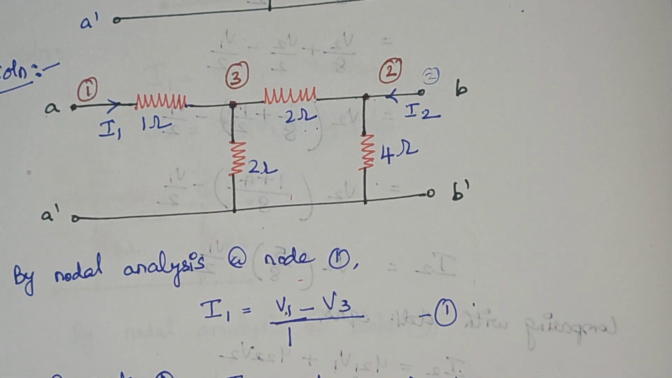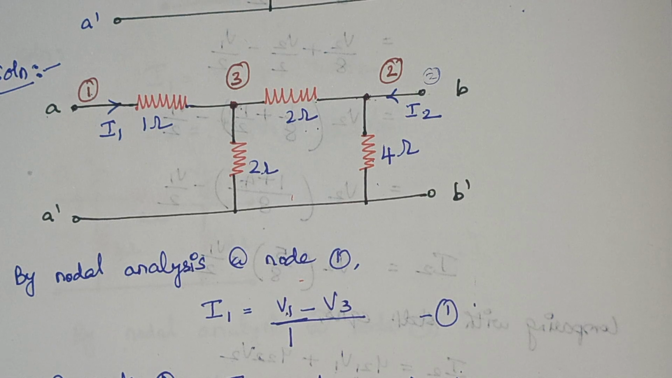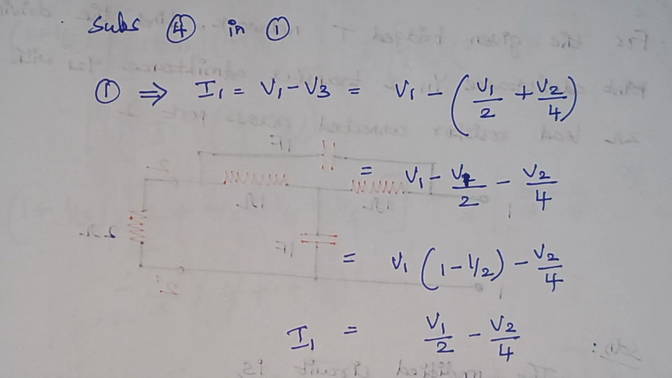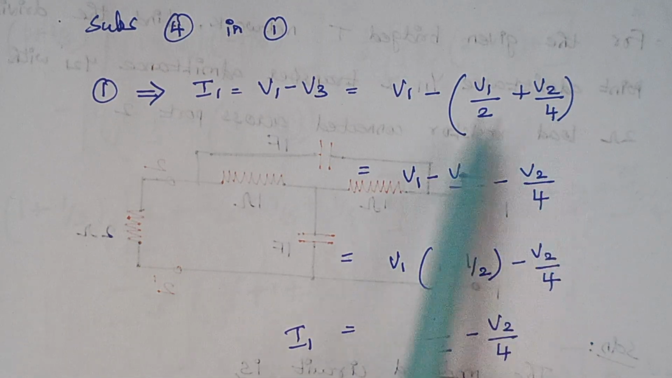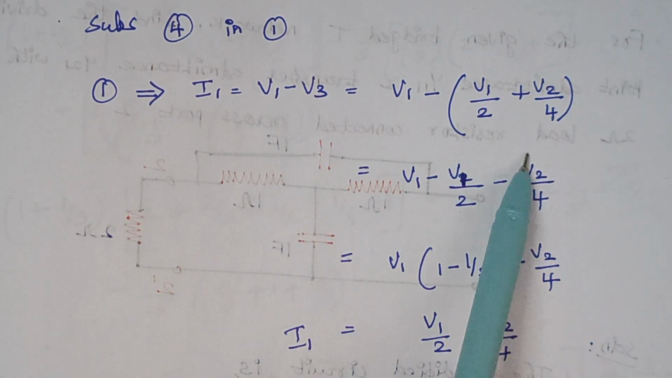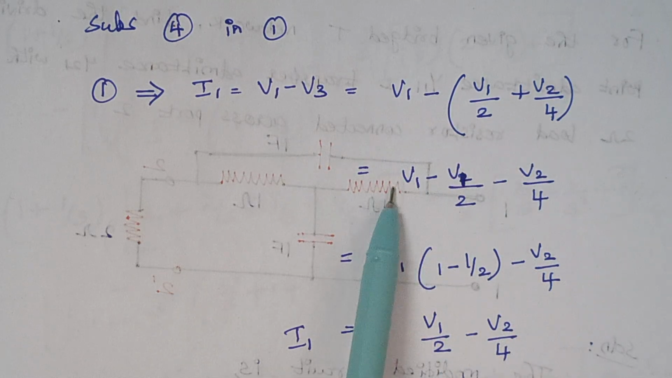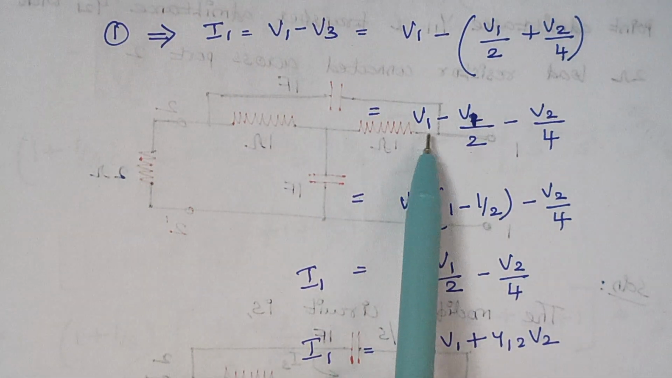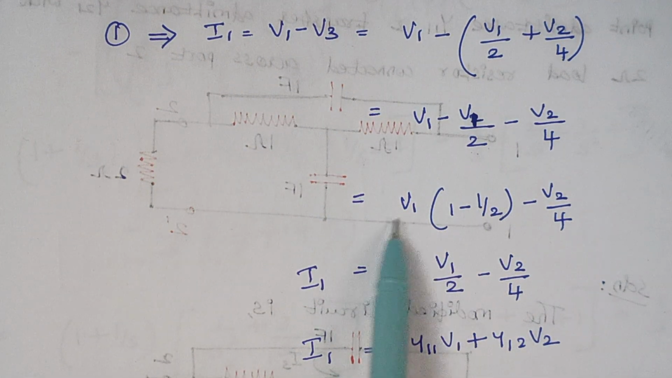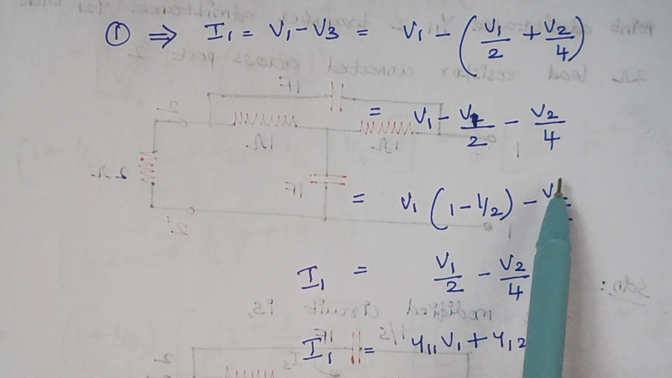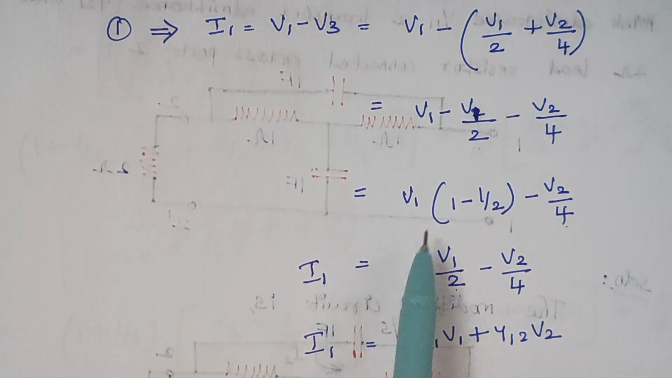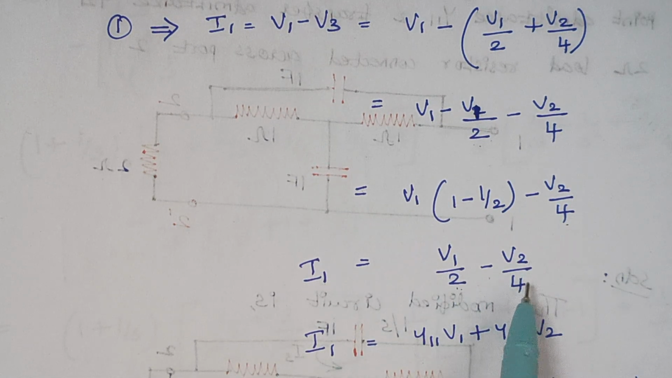Now what is I1? I1 is nothing but V1 minus V3, and now we have calculated V3. So just substitute the values of V3 here. V3 is V1 by 2 plus V2 by 4. When you move this negative sign inside, you see both these terms become negative. So here again I have two V1 terms. When I take V1 outside, it becomes 1 minus 1 by 2, and here minus V2 by 4. So 1 minus 1 by 2 is 1 by 2. Therefore V1 by 2 minus V2 by 4. So this is your equation of I1.